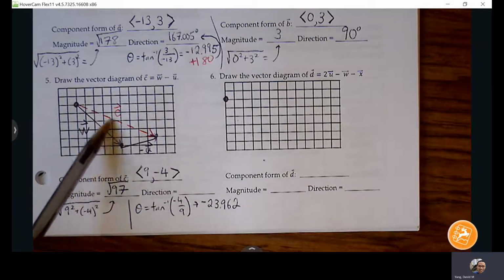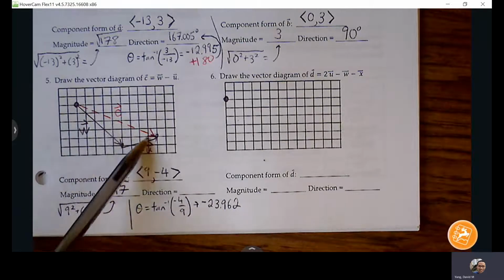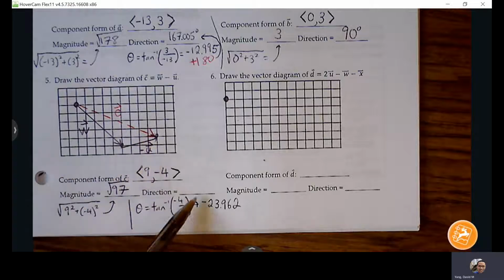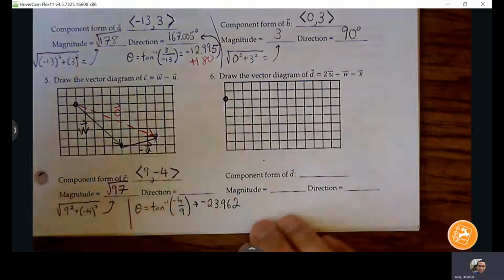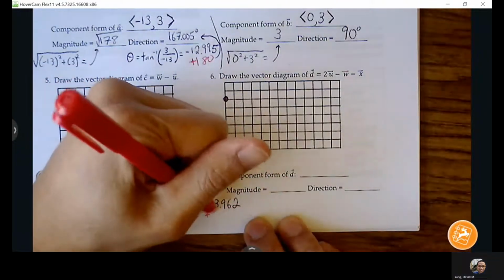You see how vector C is pointing into the fourth quadrant. So we have to subtract from 360 in order to get that direction to be something that's between 270 and 360, right? We want it to be a value that's in the fourth quadrant.